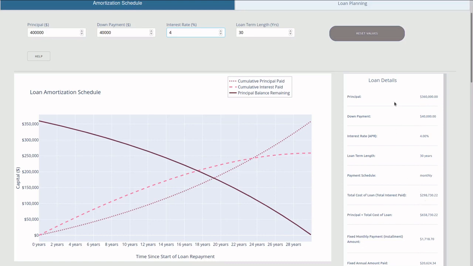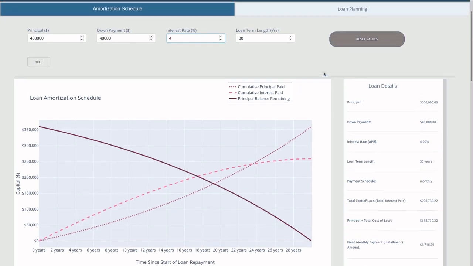You can compare that to the principal, $360,000, or compare it to the principal plus the down payment, since ultimately that is the amount you will pay. In this case, the total cost of the loan is less than the cost of the house.